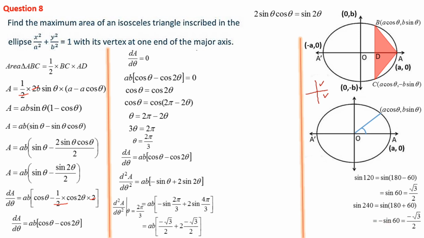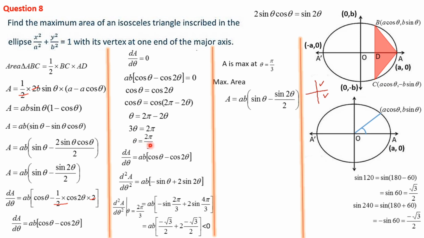So let's substitute these values. AB into minus root 3 by 2 plus 2 into minus root 3 by 2 again. So it is clearly negative. Both the terms are negative, so clearly it will be a negative term, that means less than 0. So A is maximum at theta equal to 2 pi by 3.